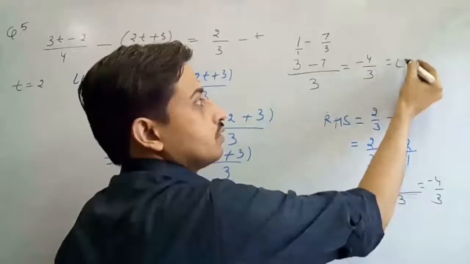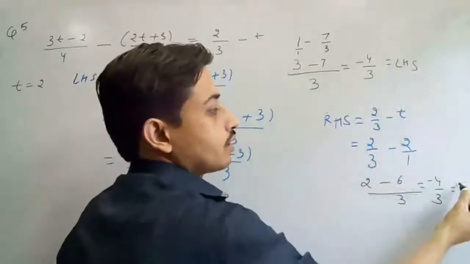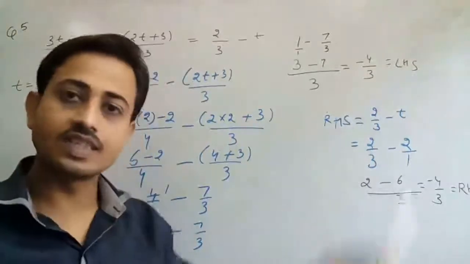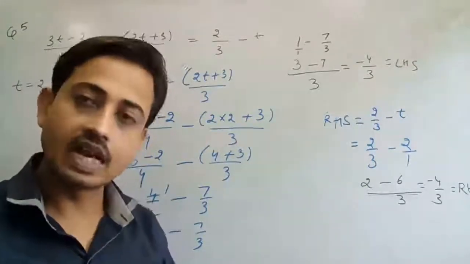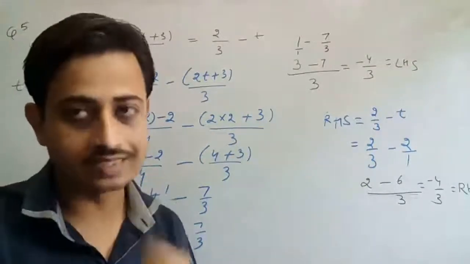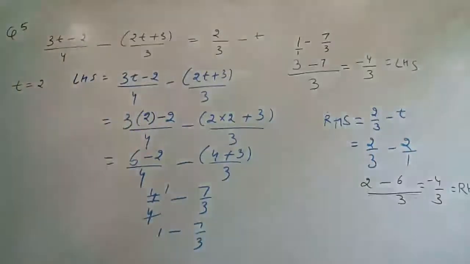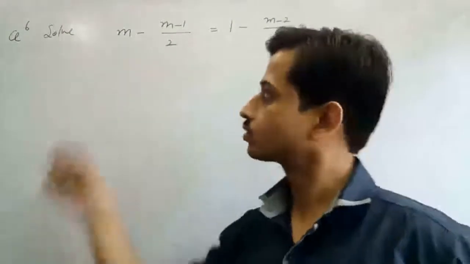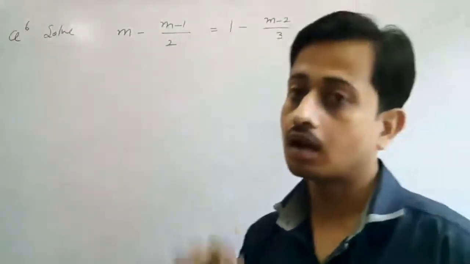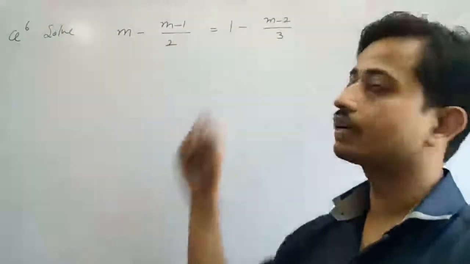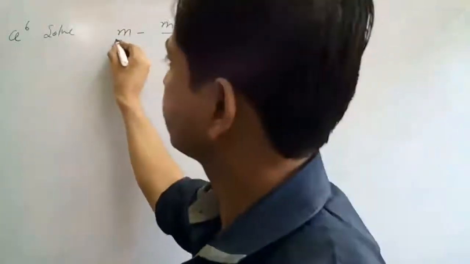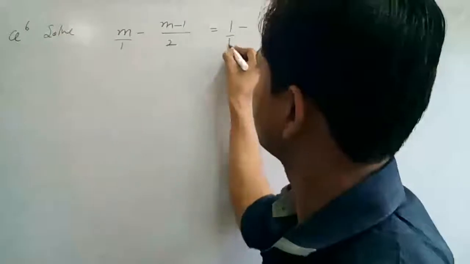This is the left hand side, and this is the right hand side. So left hand side is equal to right hand side. We have verified our results. So please make a note. This one is our question number 6 solved. Make a note. These two terms are rational. Try to make the other terms also rational. So I am writing m by 1 and 1 by 1.